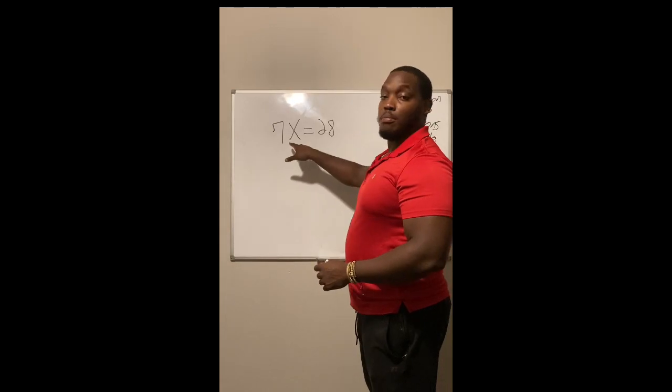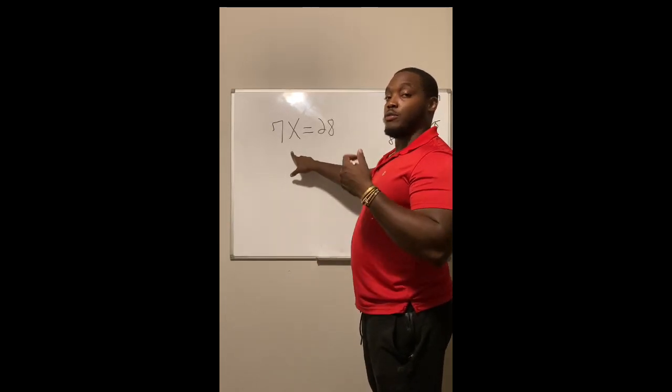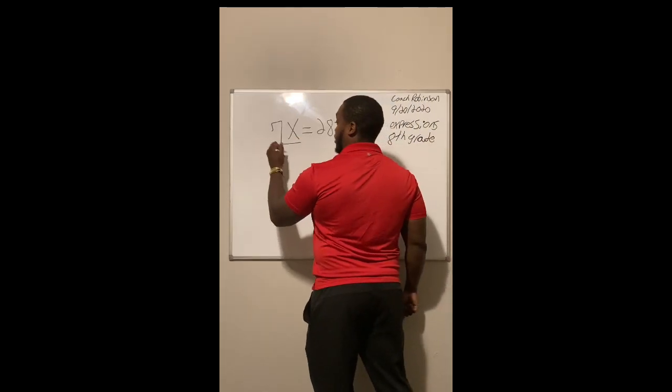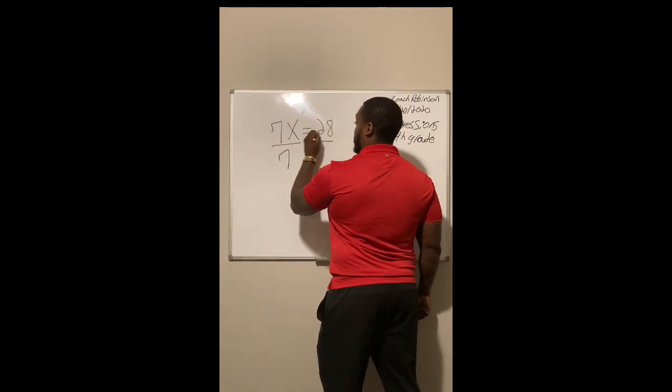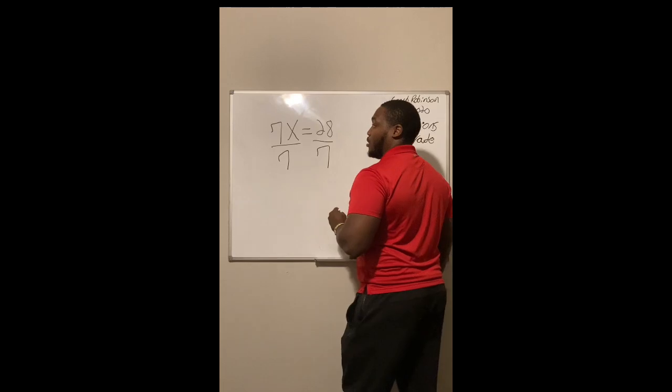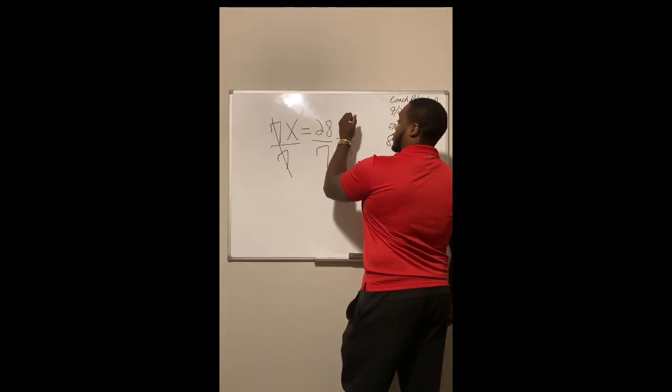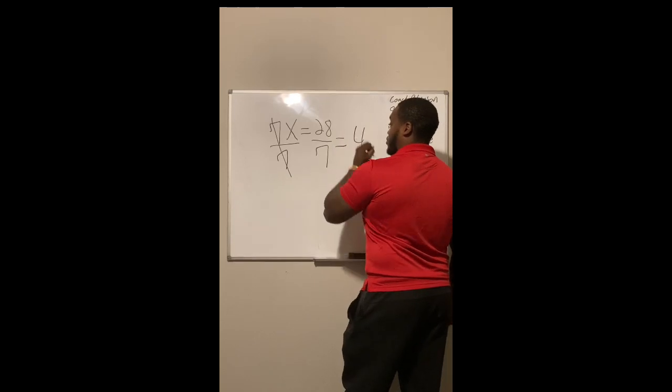So since this is a multiplication problem, we have to do the opposite, which is division. So we're going to divide 7 on this side and 7 on this side as well. These two 7s will cancel out. X will equal 28 divided by 7, which is 4.